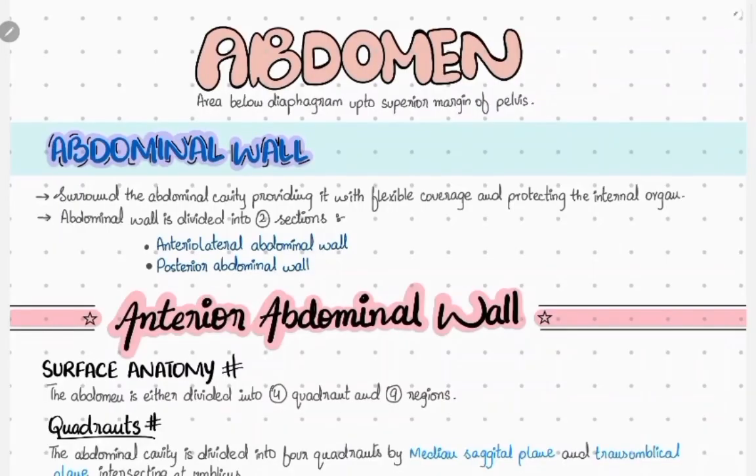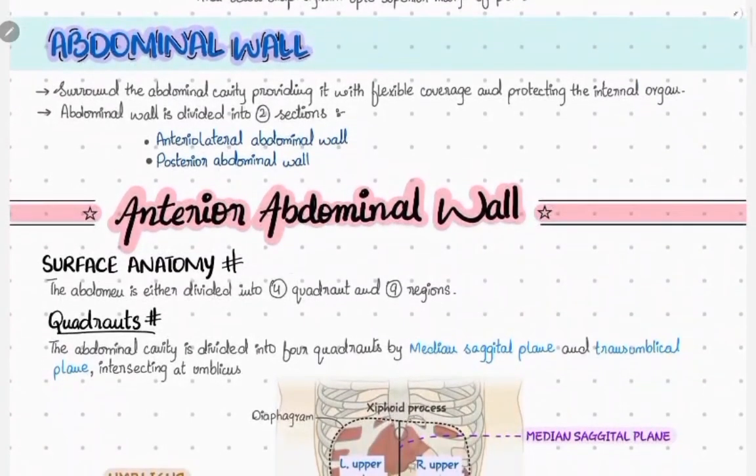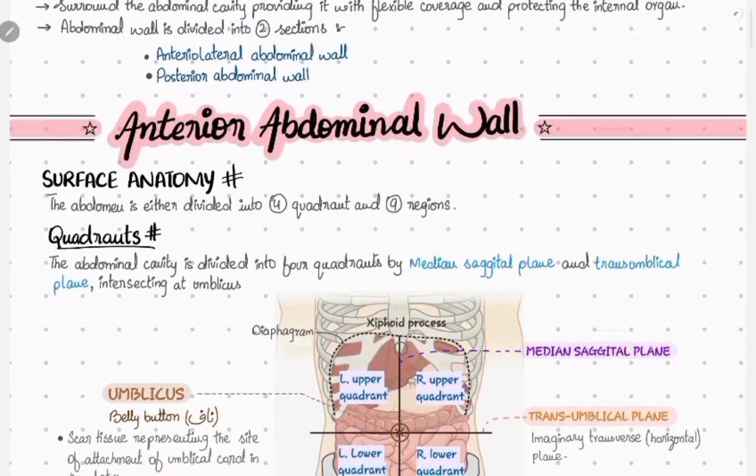So what is an abdomen? Abdomen is the region between the diaphragm and up to the superior margin of the pelvis. The abdominal wall is divided into two sections, the anterior lateral abdominal wall and the posterior abdominal wall. The lecture we have gone through right now is the anterior abdominal wall.